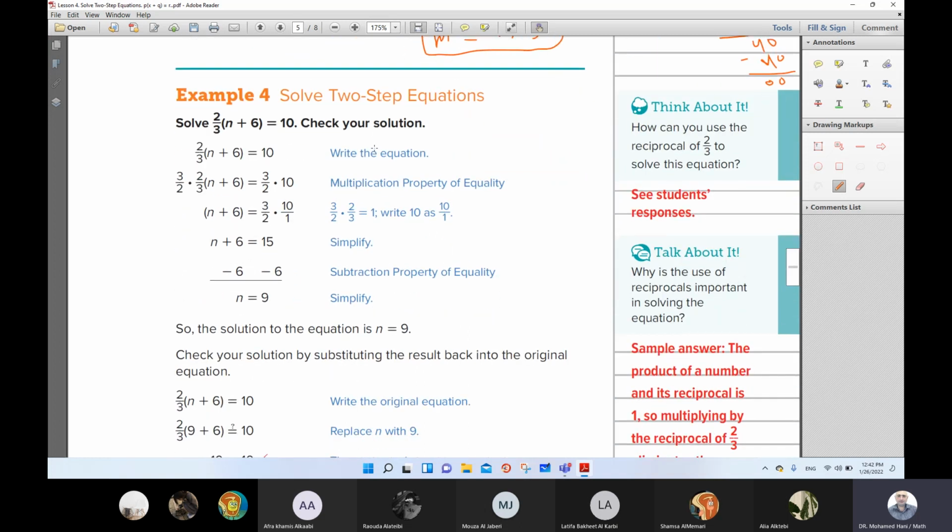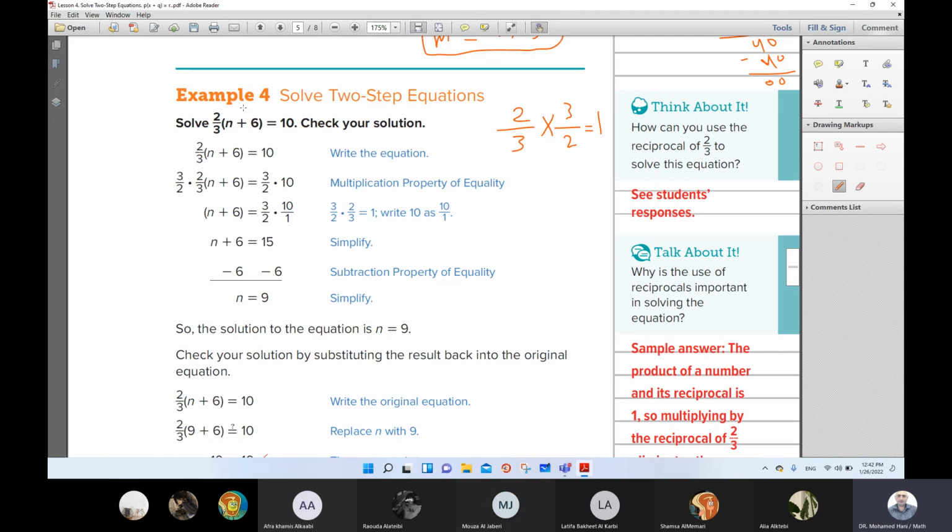Example 4, solve two-step equations. We want to solve this equation, the same idea, but here we have a fraction. Always remember, when you want to remove any fraction, multiply this fraction by the reciprocal of this fraction. The reciprocal of 2 over 3 will be 3 over 2. And as you remember, a fraction multiplied by its reciprocal gives you 1.